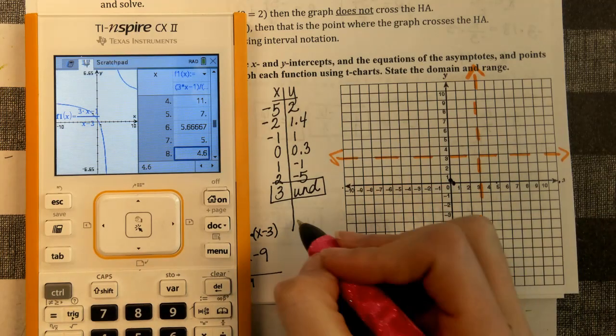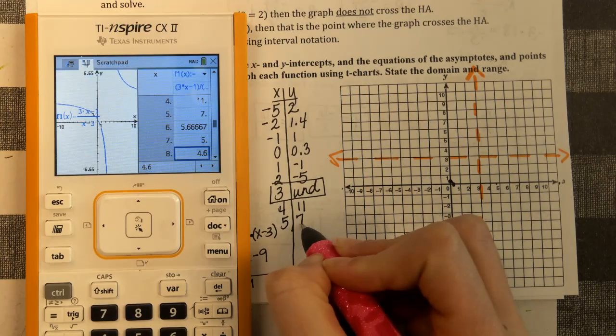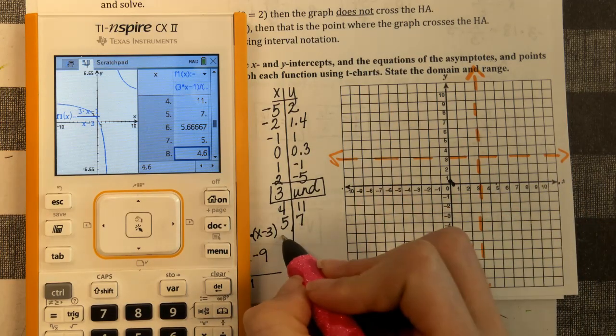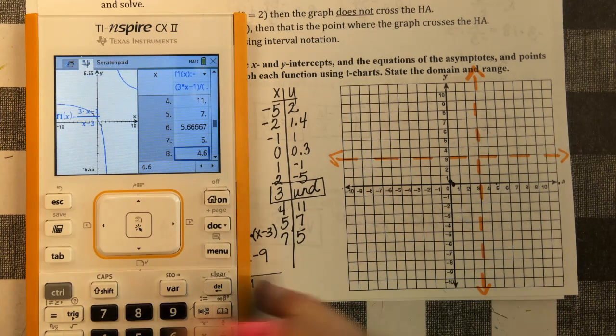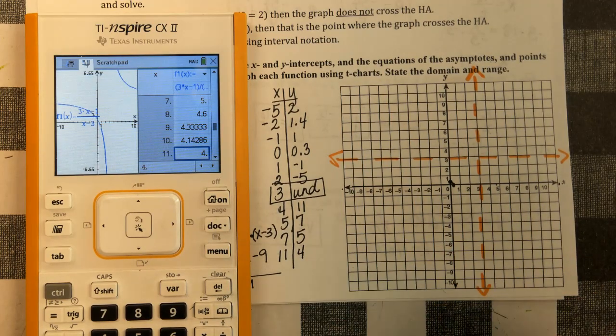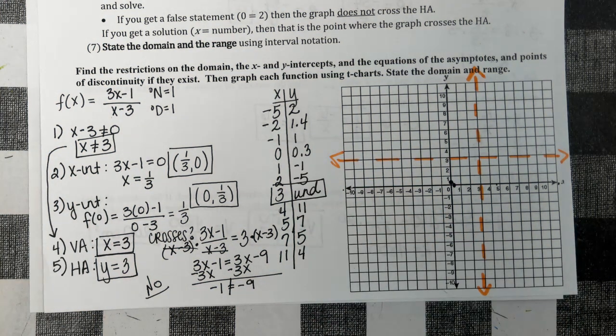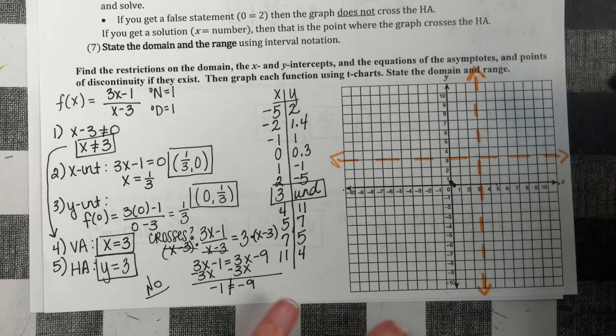And if I keep going, I've got my 4, 11, 5, 7. I'll probably skip the 6 and do 7, 5. And I can probably skip to 11, 4. So I'm not going to count off if you don't have every single point from negative 11 to 11. But if you only give me like 3 points, then obviously that's not going to be enough. So have enough to make your 2 curves. Sometimes you're going to have 2 sections of your graph. Sometimes you're going to have 3.